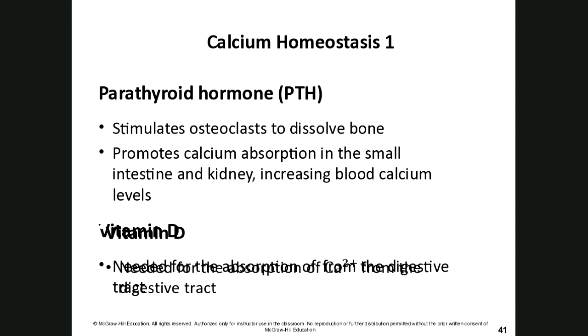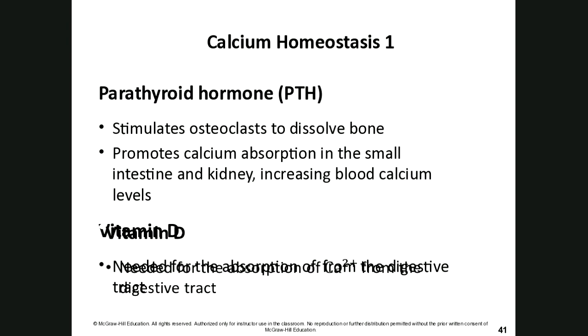The osteoclast will dissolve or break down the bone. When it does that, that puts more calcium into the bloodstream. So the blood calcium levels will be increased when parathyroid hormone is released, because part one, it's breaking down the bone and releasing that calcium into the bloodstream. Parathyroid hormone also helps the body to absorb more calcium in the small intestine and in the kidneys.